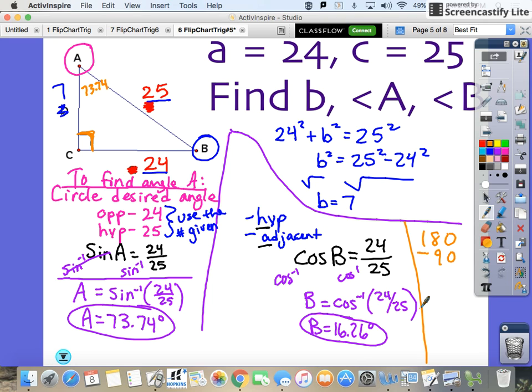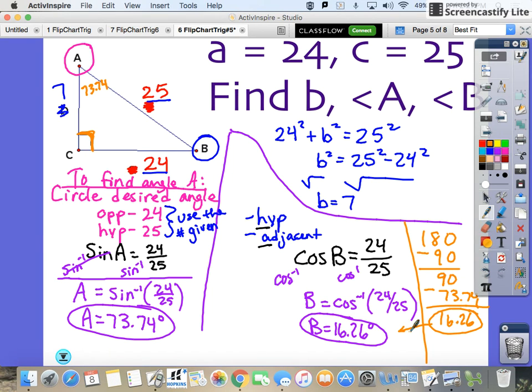So I got cut off. I'll just pick up right where I left off. So we'll do 180 minus 90 because of this 90-degree angle. That's 90. Then minus the 73.74. And we would get 16.26. And that's the same as what we found this way.